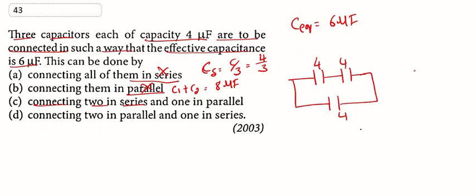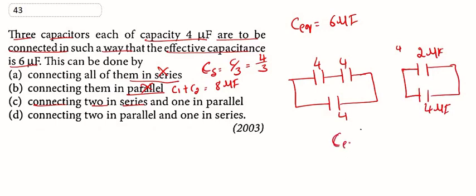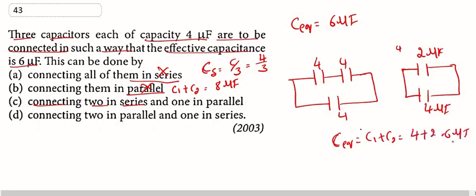C by 2 means 4 by 2, that is 2 microfarad. This other one is 4 microfarad. These two are connected in parallel, so C equivalent is equal to C1 plus C2, that is 4 plus 2, which becomes 6 microfarad. C equivalent is 6, so option C is the right answer for the 43 question.